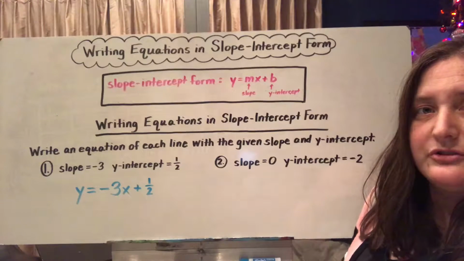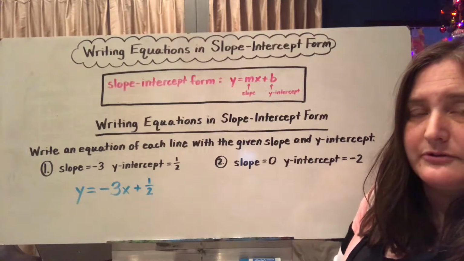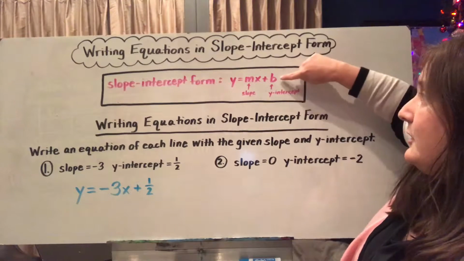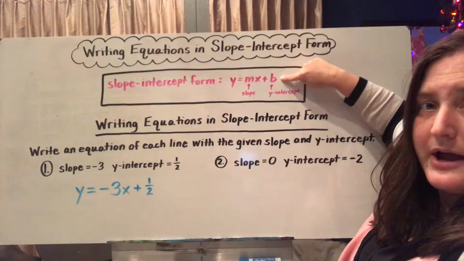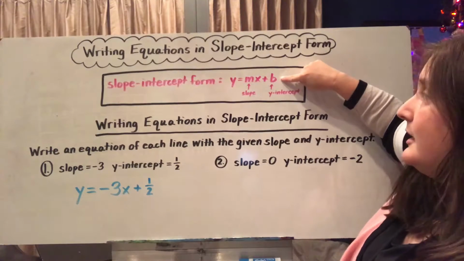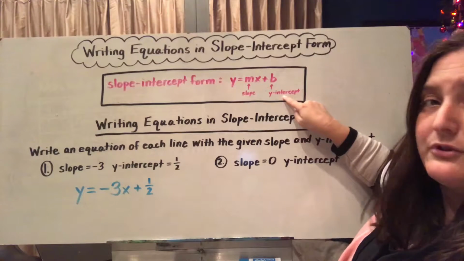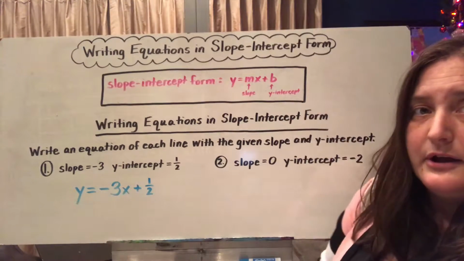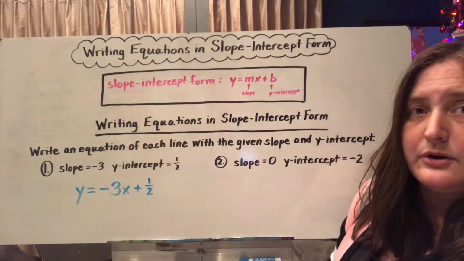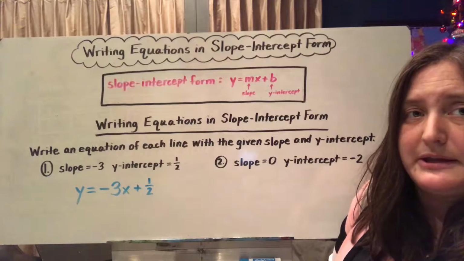Today we're writing equations in slope-intercept form. So the first thing we're going to do is review slope-intercept form. When an equation is said to be in slope-intercept form, it's in this format, y equals mx plus b, where m stands for the slope of your line and b stands for the y-intercept, or where the line crosses the y-axis.